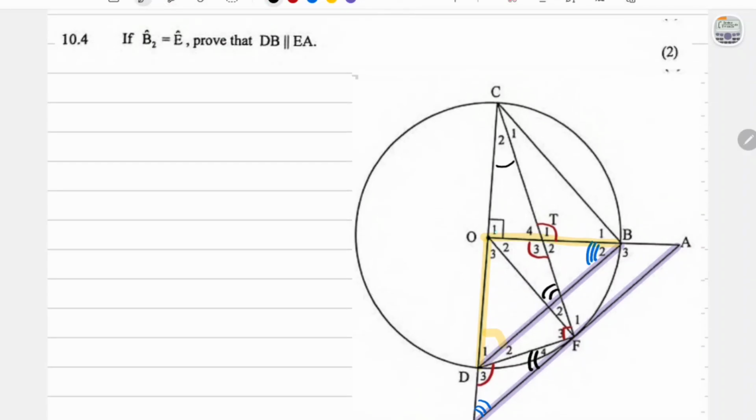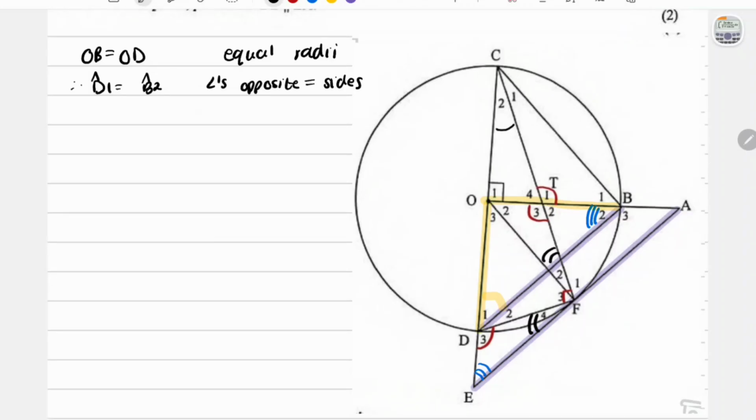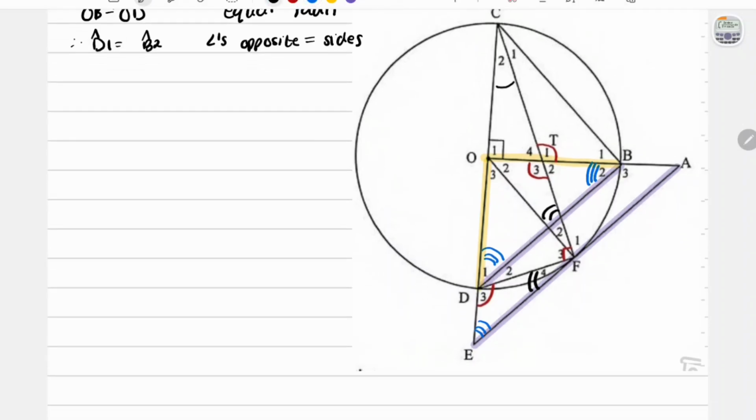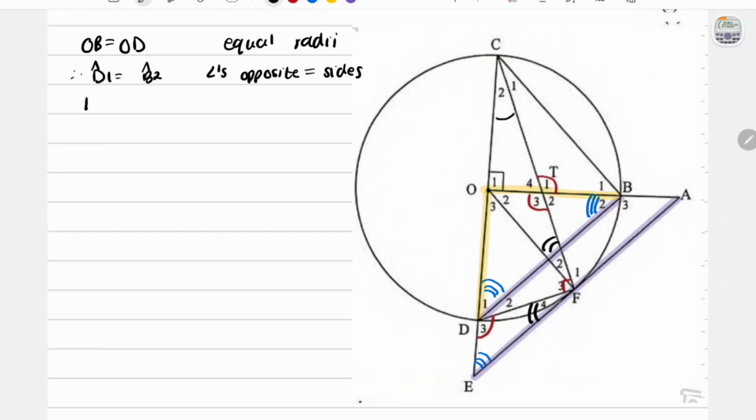So you can go ahead and tell them OB is equal to OD because they are equal radii. And since they are equal radii, the angles opposite equal sides are equal. So angle D1 is equal to angle B2 because of angles opposite equal sides. Equal, of course. So that has the same marking now.